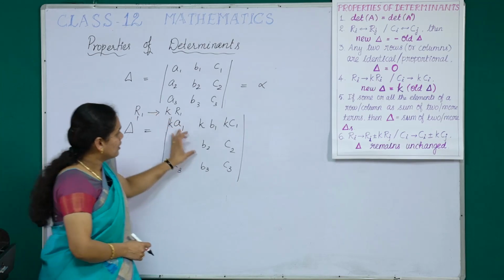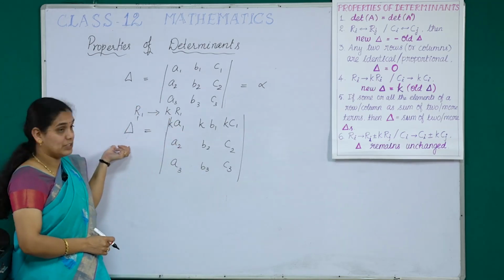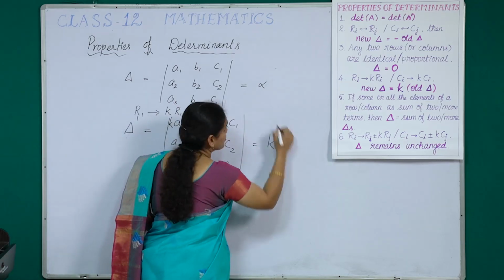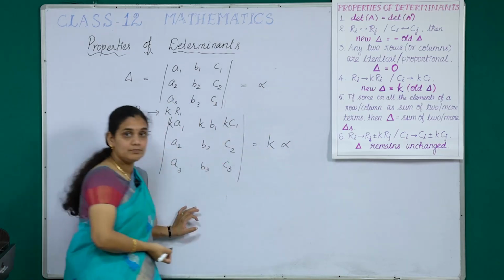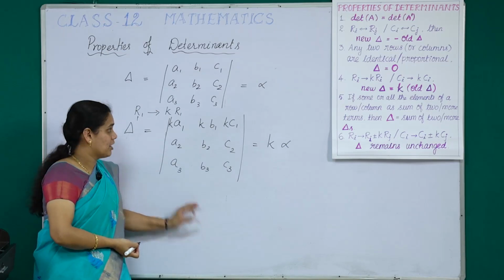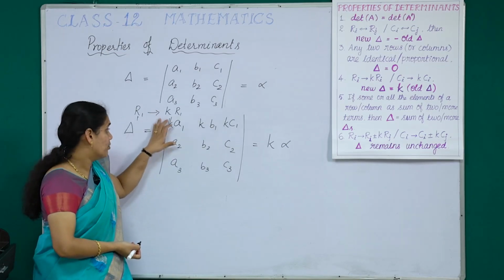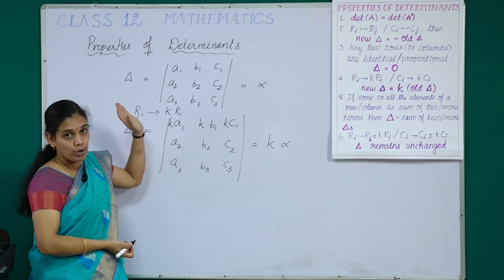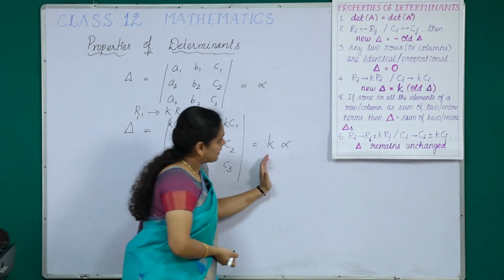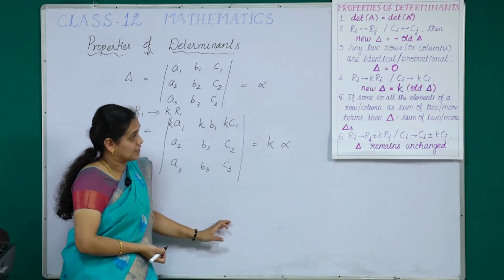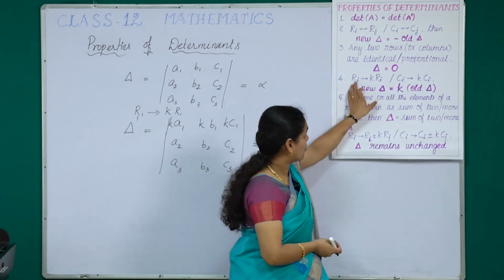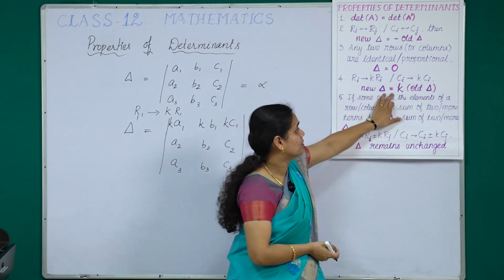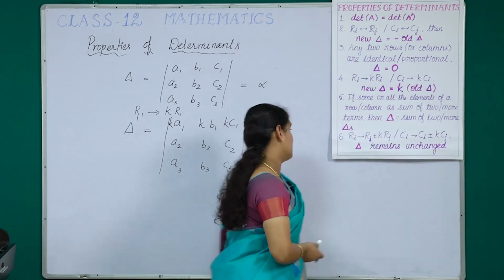Okay. Here what will happen? What may be the value of the determinant? So this will be equal to k times alpha. If you multiply a non-zero scalar with any row or any column, you get k times the determinant, the old determinant. So that's how we have written Ri takes k Ri, Ci takes k Ci, the new determinant will be equal to k times old determinant.